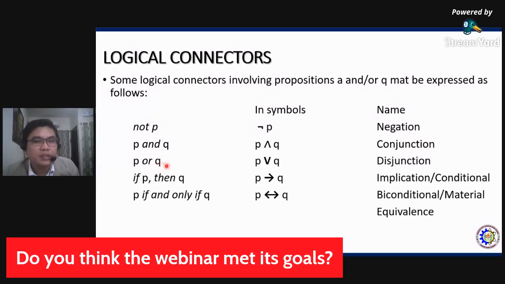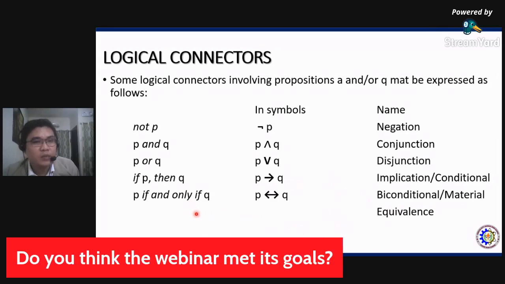The word or is called disjunction, and it is represented by a symbol like V. If we have two propositions forming a compound proposition using a disjunction, it is read as P or Q. The if-then form is called implication, or sometimes conditional, and it is represented by this arrow. If we have propositions P and Q, the statement written like this is read as if P, then Q. That is what we call implication or conditional.